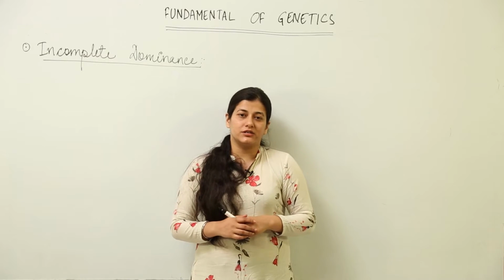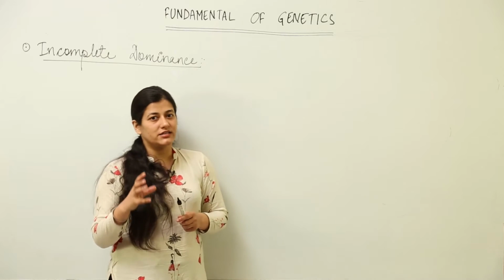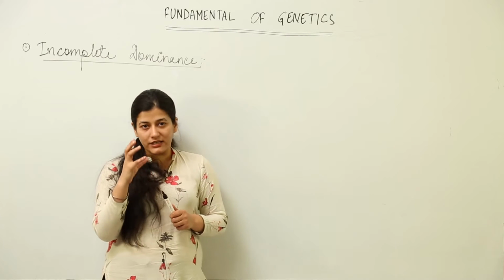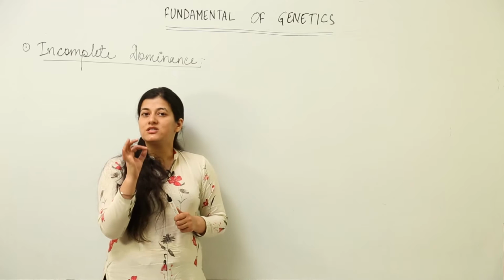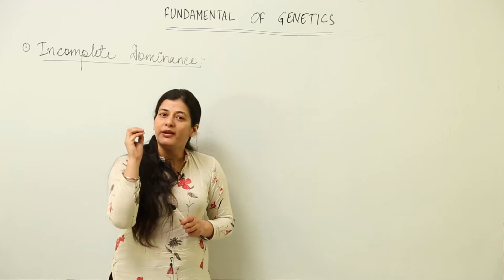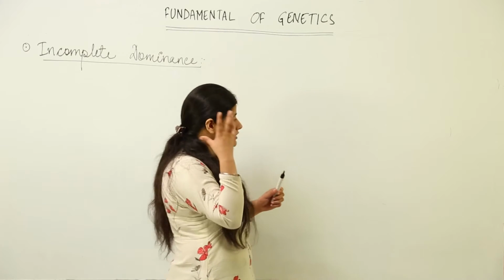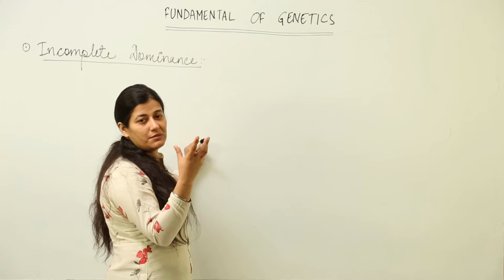Now let us talk about incomplete dominance. We had discussed that one of the qualities of Mendelian characteristics was that it was discrete, that in any case we are not going to find blending of characters. That is what discrete means, that Mendel ensured that there won't be any blending of characters.